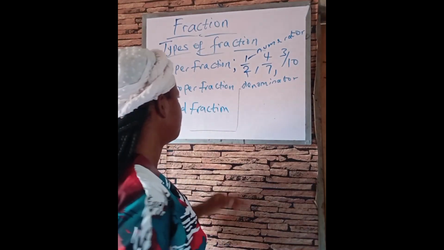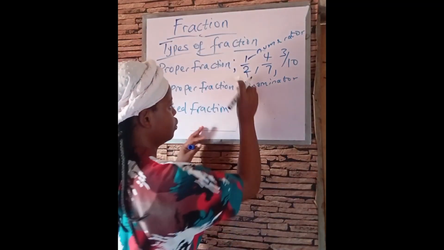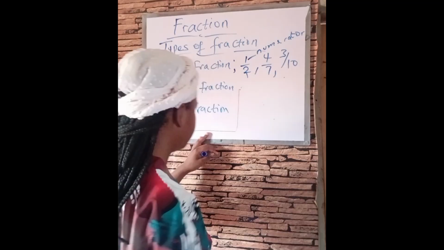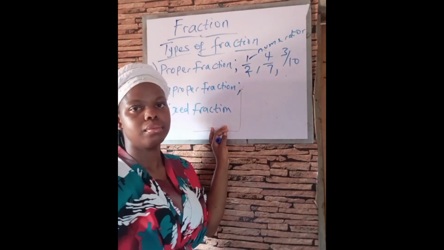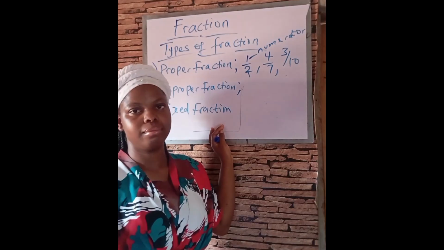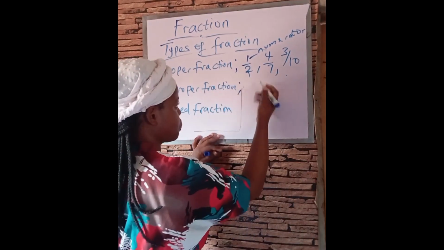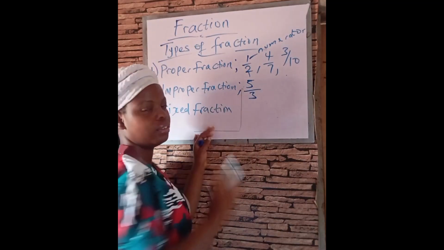So let's move on to improper fractions. So what are improper fractions? Improper fractions are fractions that have their numerator greater than their denominator. What I am saying is that the number at the top here will be greater than the number at the bottom.